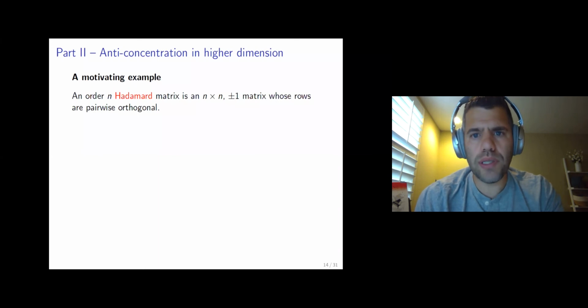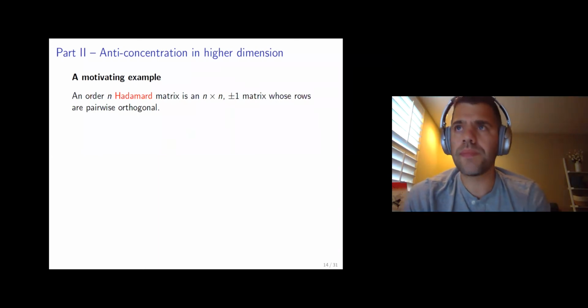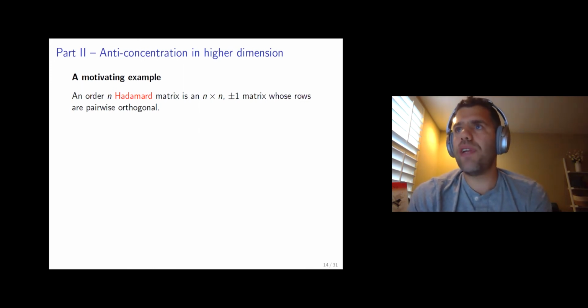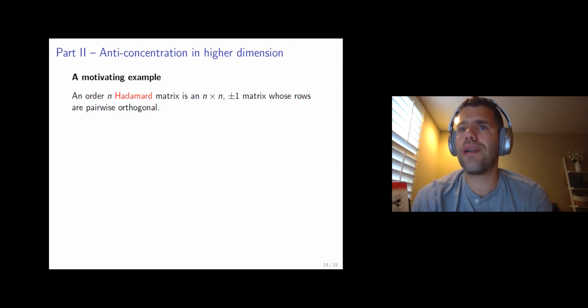The second part is about anti-concentration, and we can talk about anti-concentration in higher dimensions. The motivating example, at least for me as a combinatorialist, that's why I started thinking about anti-concentration in higher dimensions, was the following.